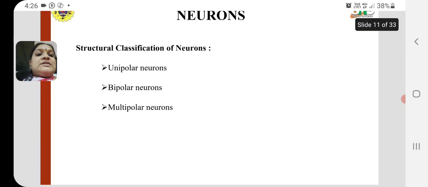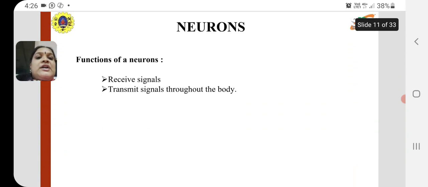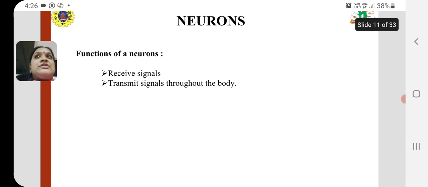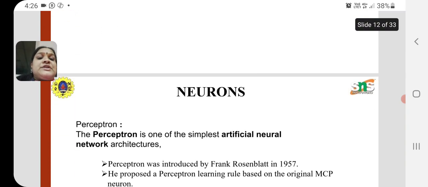And the next is structural classification of neuron. We have unipolar, bipolar, and multipolar neurons. The main functions of a neuron are that it receives signals and transmits signals throughout the body, which we already saw in the definition.